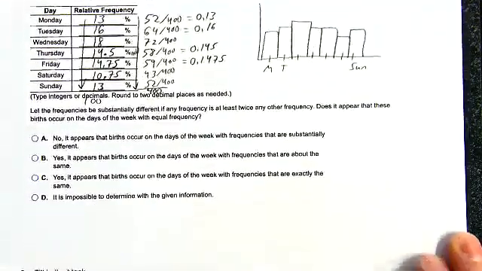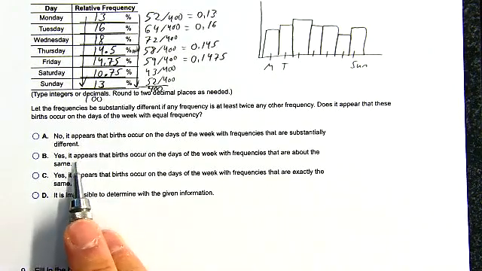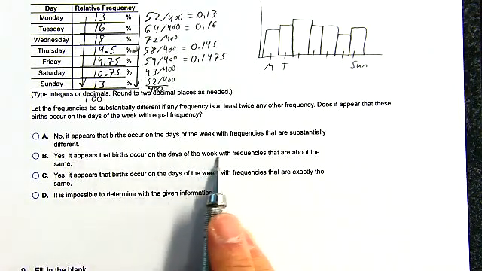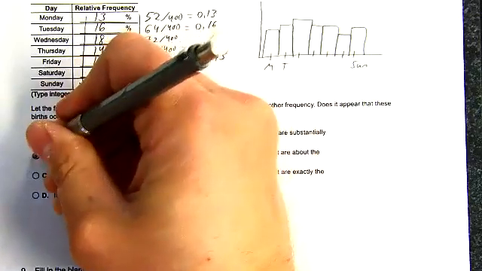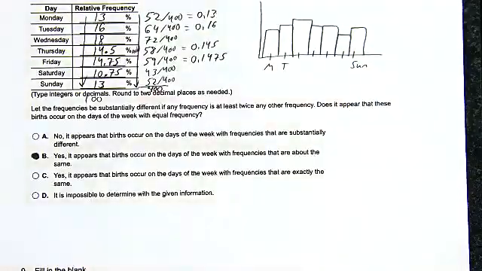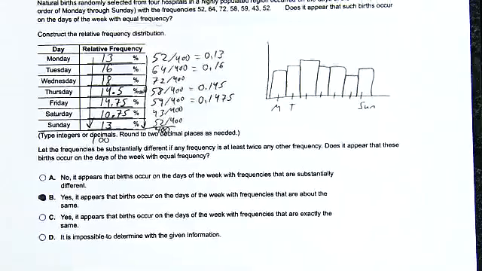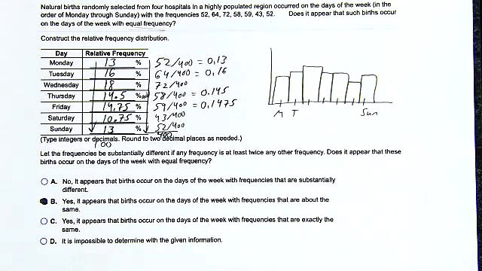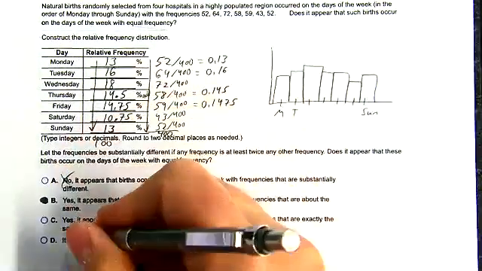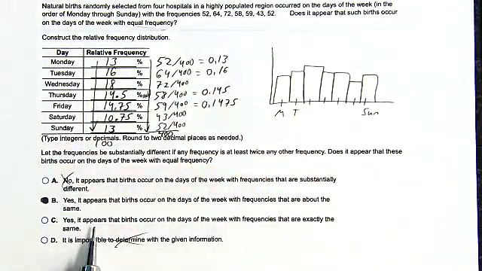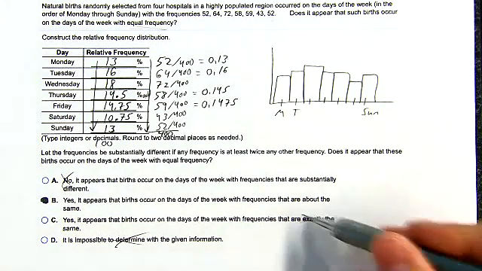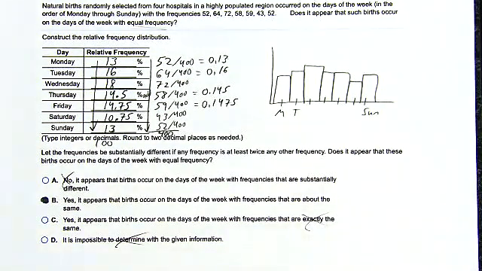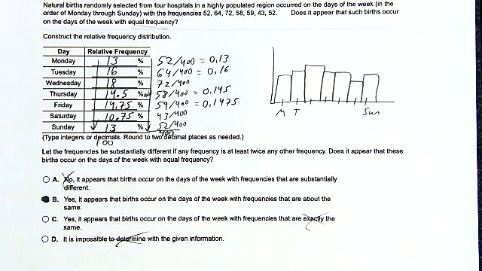So did this appear equal? We would say yes. It appears the bursts occur on the days of the week with frequencies that are about the same. Sounds good to me. B. So no's are out. Impossible to determine's out. Yes, it appears that bursts occur on the days of the week with frequencies that are exactly the same. Well, that's not quite true. They're not exactly, but they're pretty close. Questions on that one?